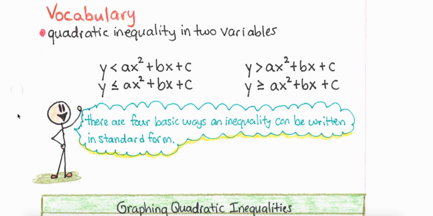When it comes to a quadratic inequality, we basically have four possible situations. y is less than, y is greater than, y is less than or equal to, or y is greater than or equal to. And notice that the right-hand side of the inequality is in standard form.